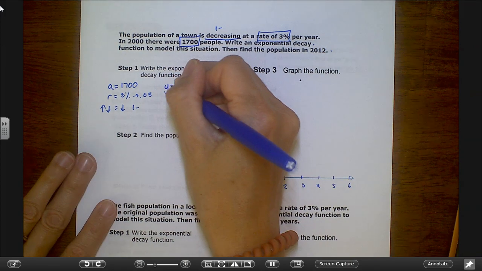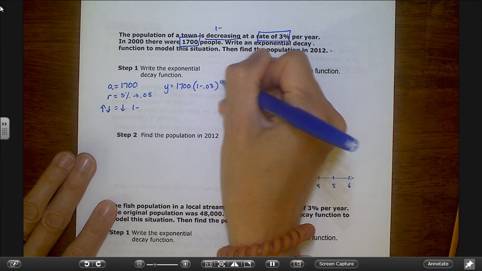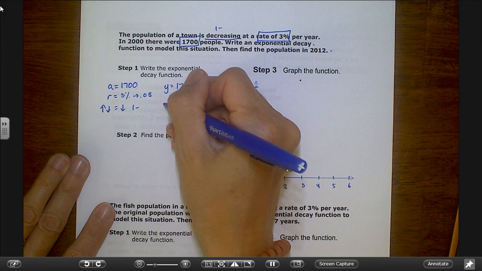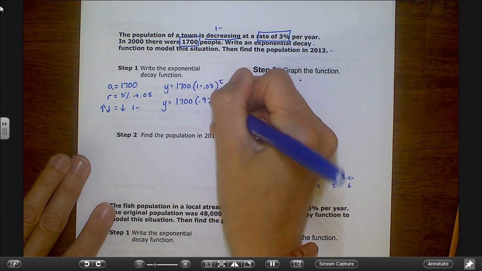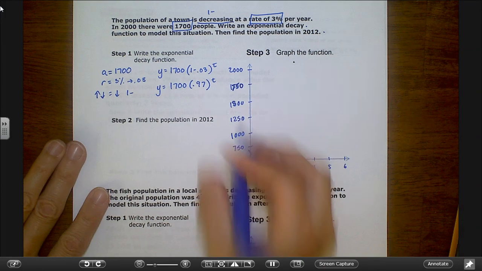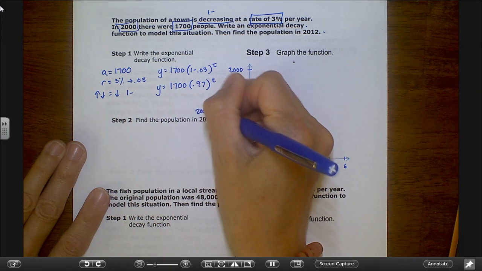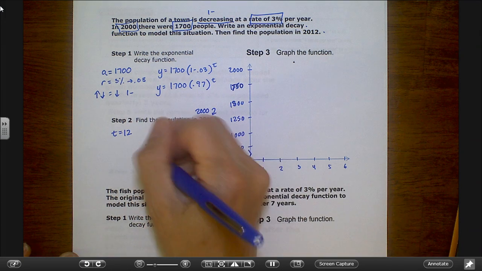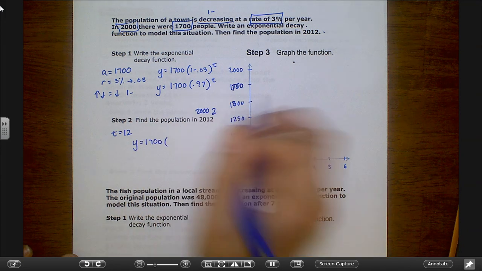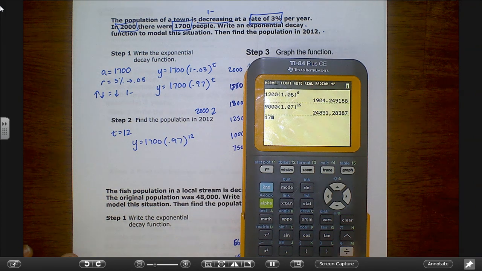So I have y equals my A value of 1,700 times 1 minus 0.03 to the t. Again, you can always write this too as having done the subtraction. So 1 minus 0.03 would be 0.97 to the t. Find the population 2012. Well, it started in 2000. So 2000 to 2012 will give you a t value of 12. So 12 years. So y equals 1,700 times 0.97 to the 12th. 1,700 times 0.97 raised to the 12th.